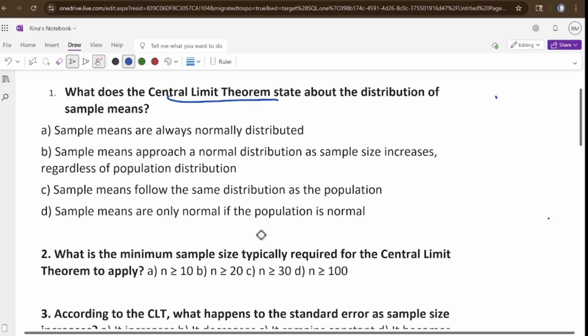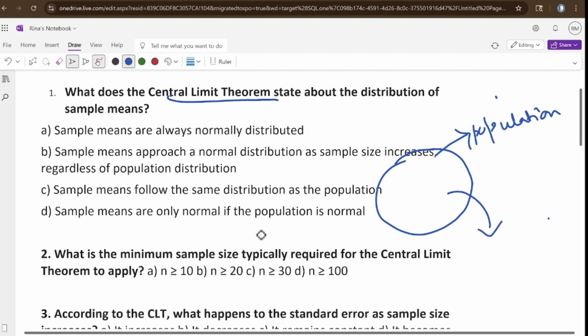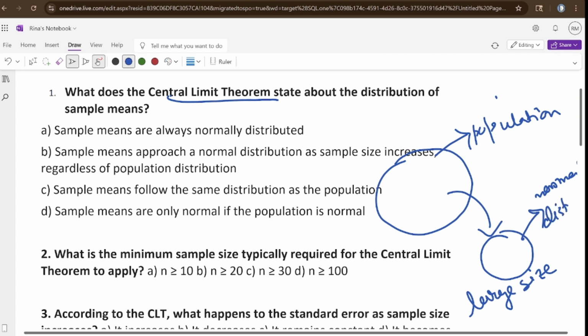That means whatever your population distribution is, let's say this is the population and you don't know what the distribution of this population is. That means you don't know whether it is normal, uniform continuous, or Poisson, you simply don't know. But this theorem states that once you take a sample of large size, it will behave like a normal distribution. Clear? And large size generally means the sample size is greater than or equal to 30.